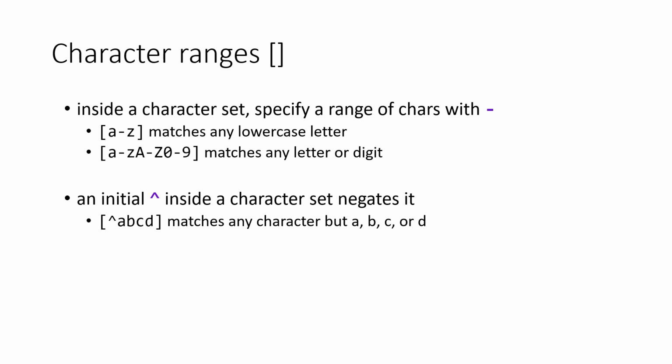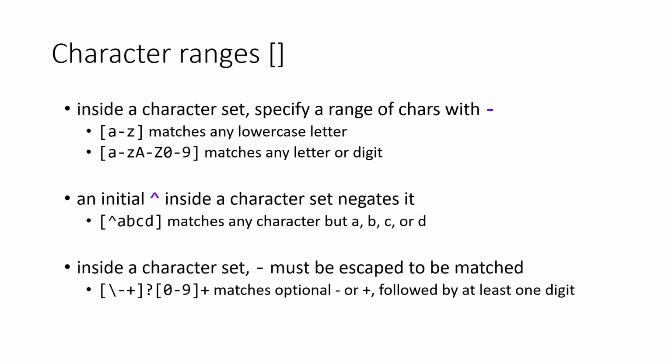If you put a caret inside a character set, it negates it. We've seen this before. So if I have, for example, square brackets and then a caret A, B, C, D, it'll match any character except for A, B, C, or D. And if you want to match dash exactly, then you will need to escape it. So here I have inside square brackets backslash dash, which matches an optional dash or plus, and then followed by at least one digit.